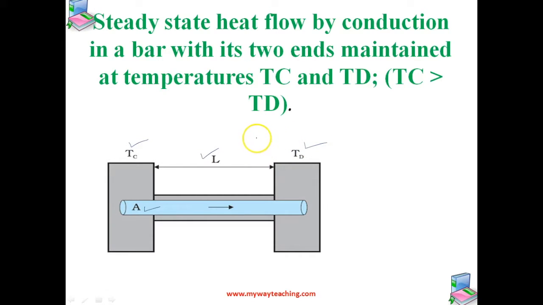Let us assume the ideal condition that the sides of the bar are fully insulated so that no heat is exchanged between the sides and the surroundings, because here no heat exchange takes place between the surroundings and the system. After some time a steady state is reached, and the temperature of the bar decreases uniformly with the distance from Tc to Td.